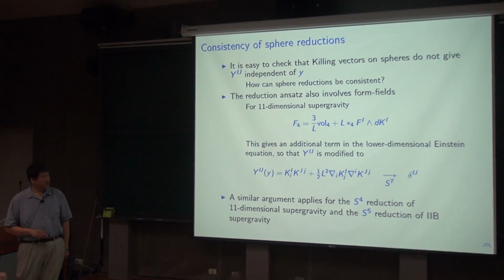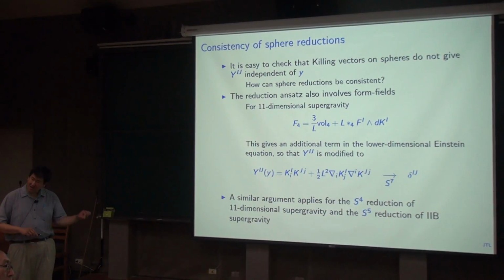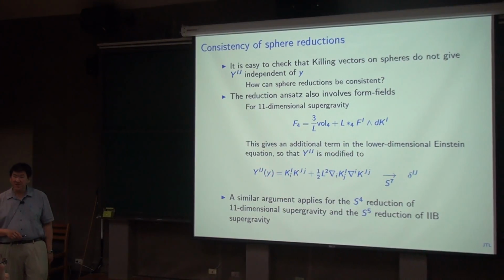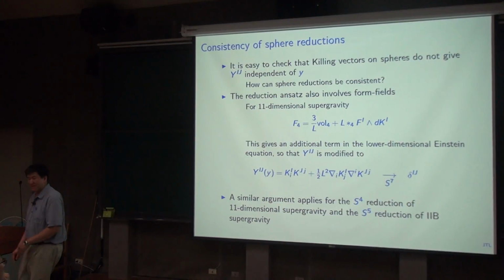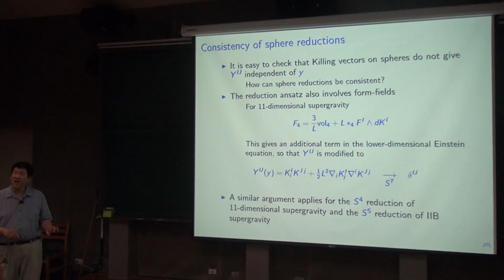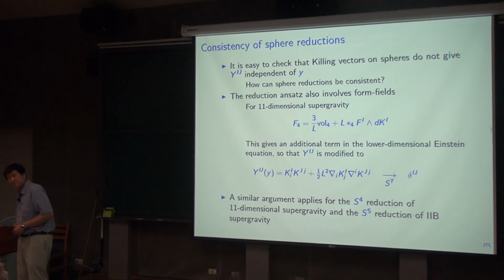So the sphere reductions are consistent, but it's a very delicate consistency: the Killing vectors on the sphere have to work in just the right way for this. This tells you that if I replace the round sphere with other objects, and I demand consistency over here, it can be highly non-trivial. Let me give you an example of that.